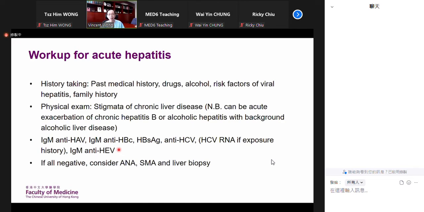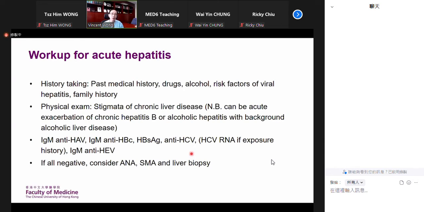Now for HCV, unfortunately, we don't have the IgM, and therefore we only have the total or IgG anti-HCV. But if a patient has acute hepatitis C, it may take up to 12 weeks for the anti-HCV to turn positive. So what should we do? There are two things you can do. First of all, in suspected cases, you may repeat anti-HCV 3 months later.